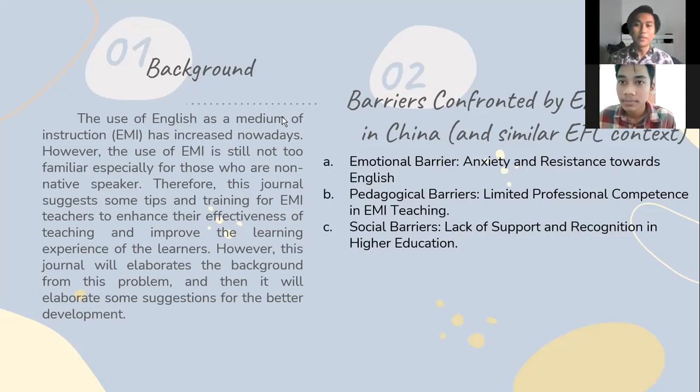The first one, emotional barrier: anxiety and resistance towards English. Anxiety means most teachers cannot use English, cannot use ME in their class, due to their anxiety. They are not confident enough to use English in their class. They are not confident enough to teach people using their own English capability.